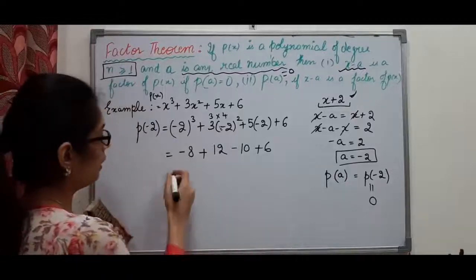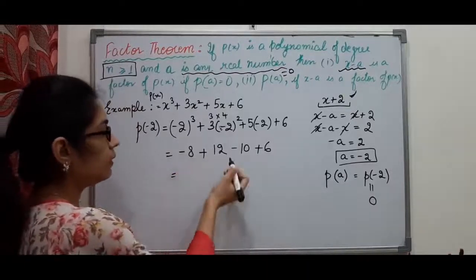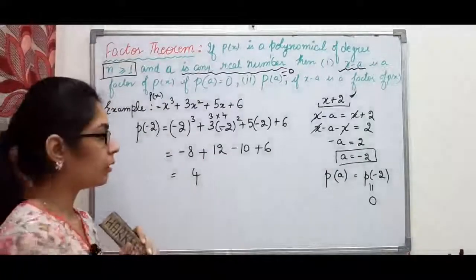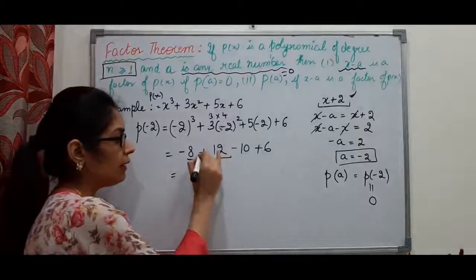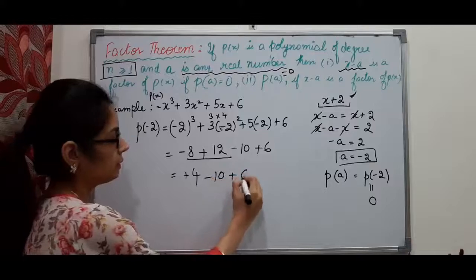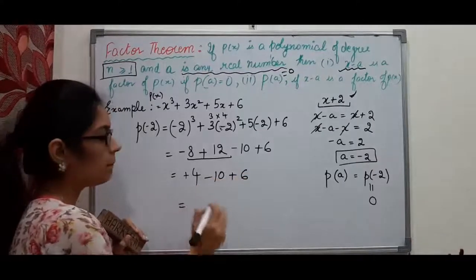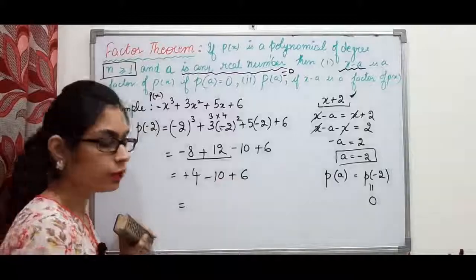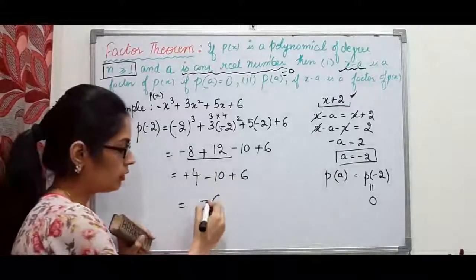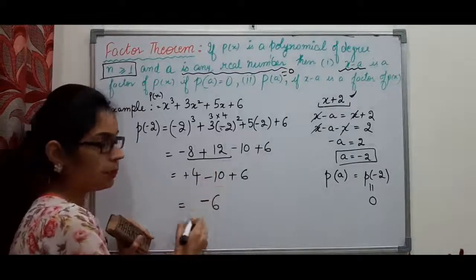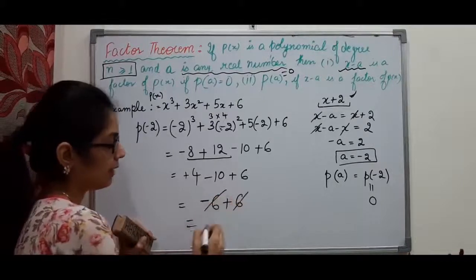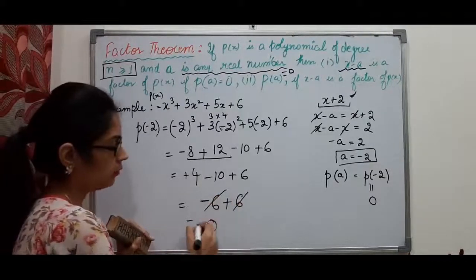Now this is simple addition of integers. Minus 8 plus 12, so it will be 4, because the minus sign is with the smaller number and 12 is the bigger number with a plus, so I will write plus 4. Now the remaining I will write: minus 10 plus 6. 4 minus 10: 10 minus 4 is 6, and the sign is that of the bigger number. The bigger number is 10, due to which I have a minus sign with my answer. Minus 6 plus 6, both will get cancelled because 6 minus 6 is 0.